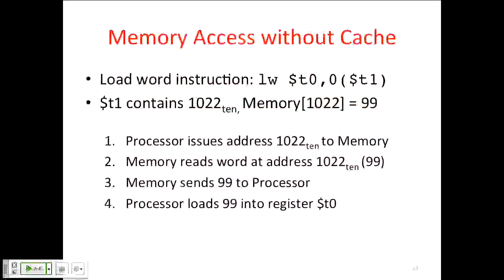So let's first of all do this without a cache, just go into memory. So we have a load word instruction. So we load from the address given in T1, 0 offset, into a register T0. So say T1 contains address 1022, memory contains 99. The sequence is the processor is going to issue this address to the memory. It'll take some time for the memory to respond, depending on how big the memory is, right? So the bigger the memory, the slower. It's going to read the word at that address, send that to the processor, and the processor puts that into the register T0. So this is just a conventional thing we've looked at so far, just directly accessing the memory and putting the value back into the register.